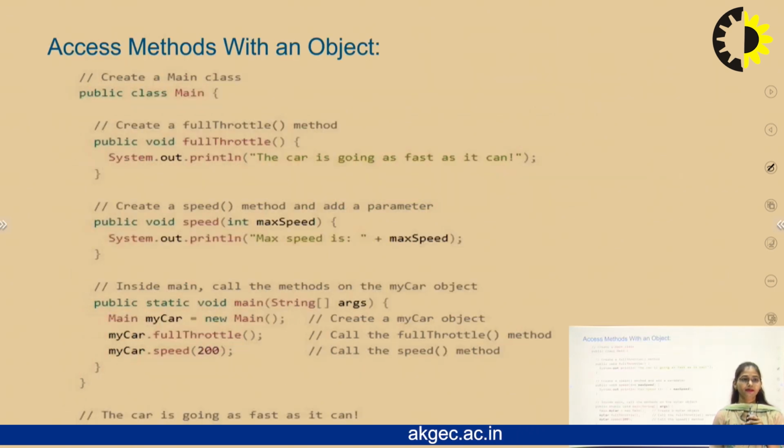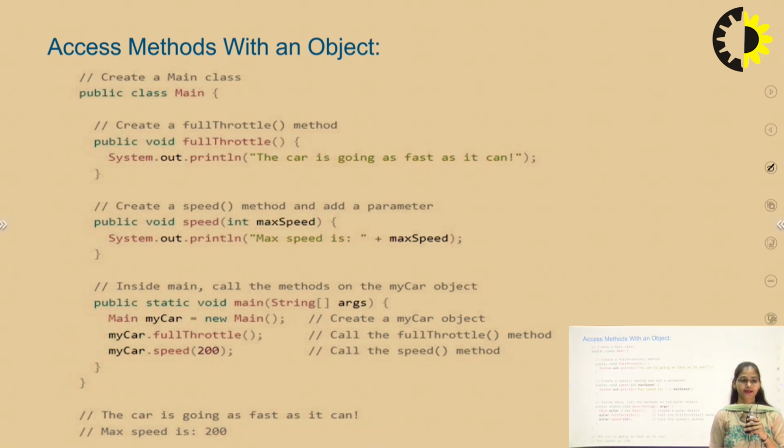Okay, so accessing a method with an object. Suppose you are creating an object in a class. In this example, they have shown a number of methods: void speed and void full throttle. In main you are initializing an object, myCar, and after that you access the full throttle and speed methods. That will be the output you receive, according to the object creation.